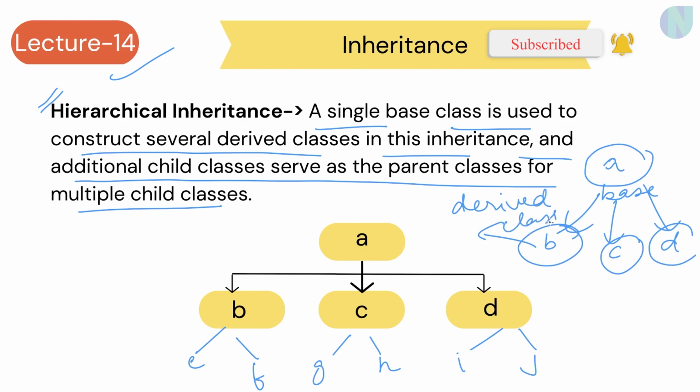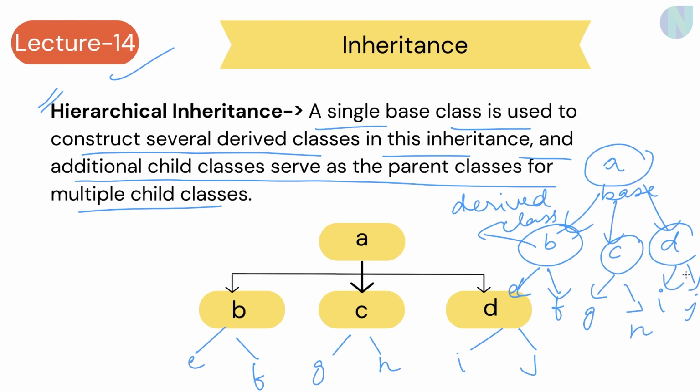Now consider there is a class called E and F, which is deriving its properties from B. Again, there is a class called G, a class called H, which is deriving its property from C. Again, there is a class called I, J, which is deriving its properties from D. So these classes are the derived classes, and these are acting like base classes for these derived classes.